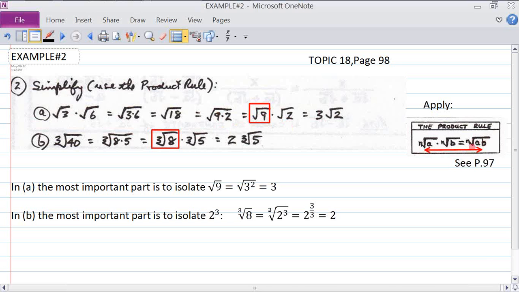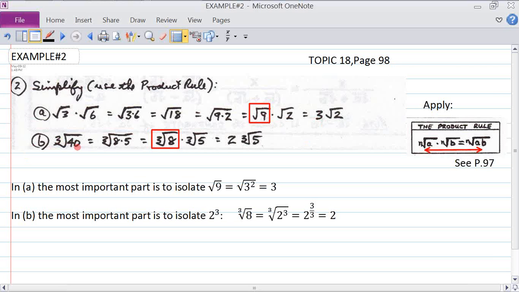I'm reversing this and going from right to left. I'm going in this direction. I'm breaking 18 down to 9 and 2. The square root of 9 is 3, and I get 3 root 2. Now, this simplifies, but you see this was not a perfect square, and this was not a perfect square. I asked myself, can I get something out of 18? Can I break it down into 2 numbers, one which is a perfect square? And the answer is yes, 9. And I take the square root of 9, which is 3.